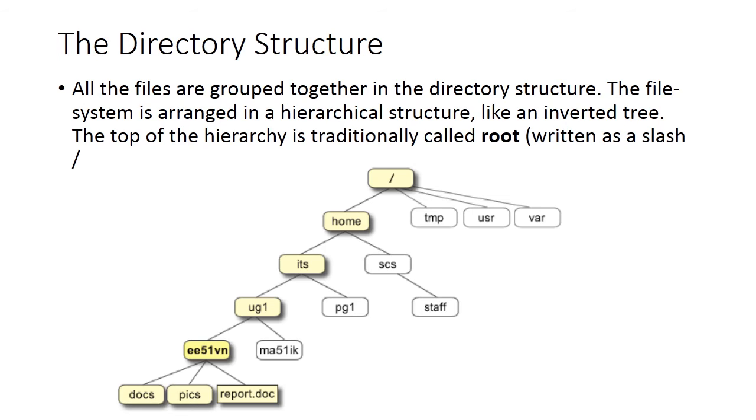The root has a temporary one, a user one, and a variant one. Then home is there. So based on that, if you want to access a document, this is the directory path that you have to follow.